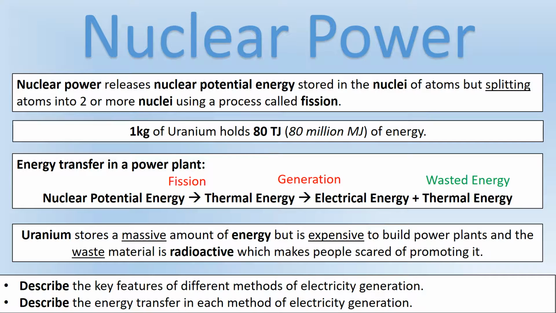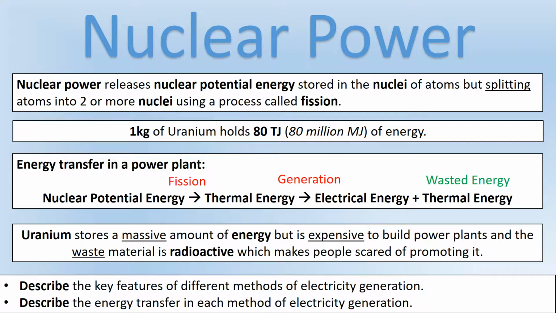And 1 kilogram of uranium holds 80 terajoules of energy. So we saw 1 kilogram of oil has about 50 megajoules. This has 80 million megajoules of energy. So the amount of energy is colossal in nuclear fuel. And the process is very similar. So nuclear potential energy is turned into thermal energy using fission, and then we generate electricity in exactly the same way, and we still waste quite a lot of energy as thermal energy to the surroundings there.